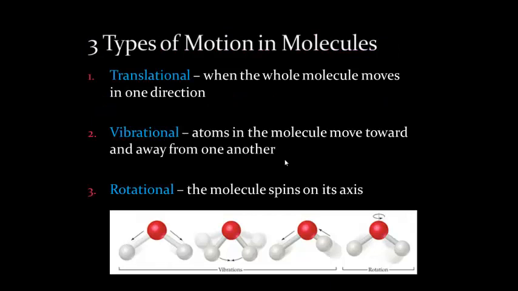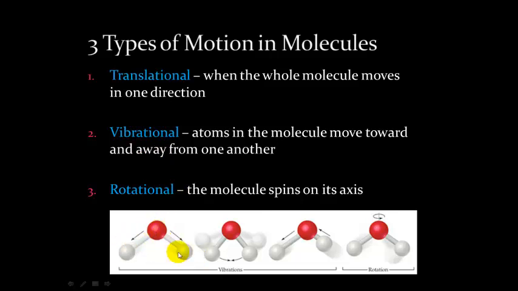So there are three types of motion in molecules. The first type of motion is called translational, when the whole molecule moves in one direction. For example, if my mouse is a molecule and it's moving across the screen, that would be translational motion. The second type of motion is vibrational motion, which occurs when the atoms in the molecule move away and towards one another.